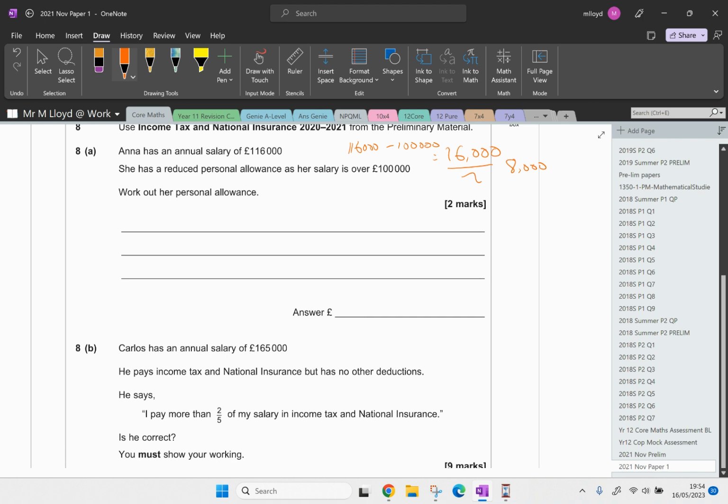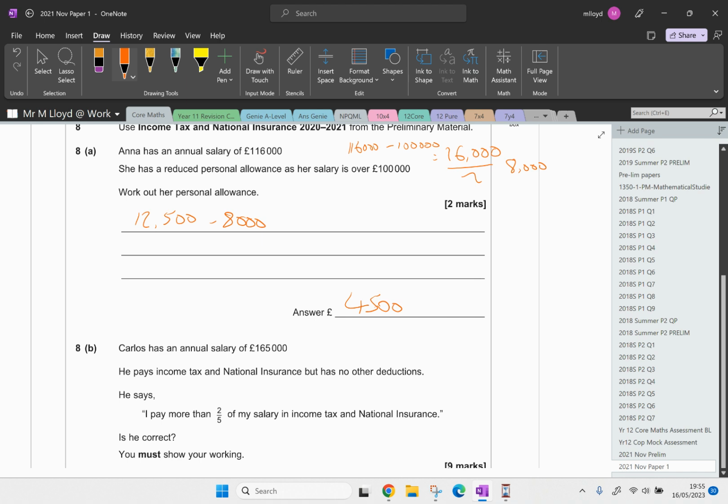And then where is the personal allowance? Taxable income. First annual amount of tax-free income. Standard personal allowance is 12,500. So we then take away the 8,000: 12,500 take away 8,000, and that gives us 4,500 for that. Okay, hopefully that's good.